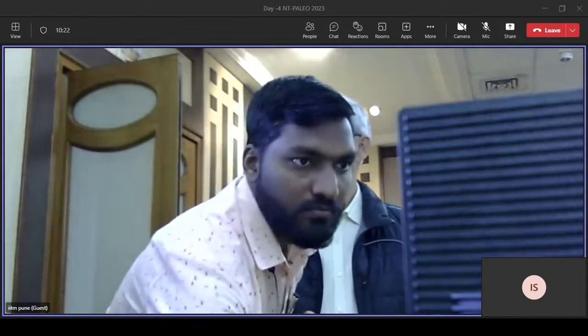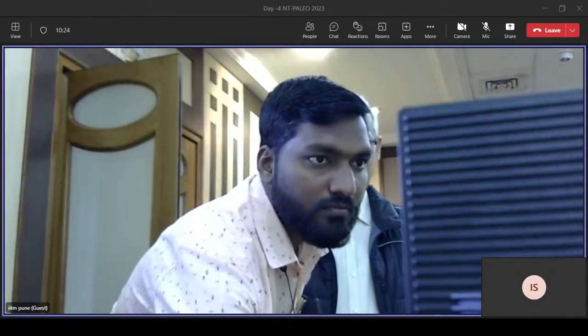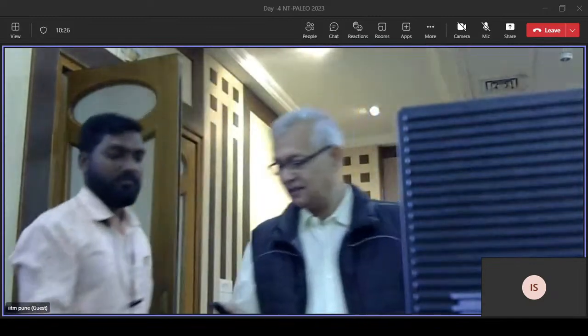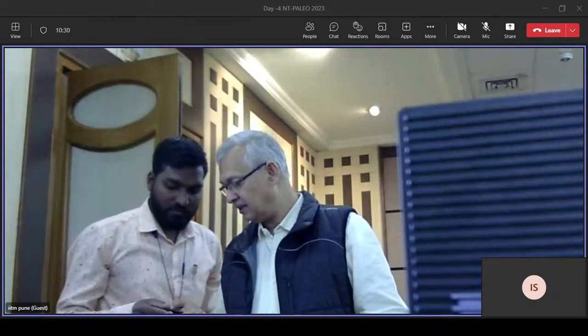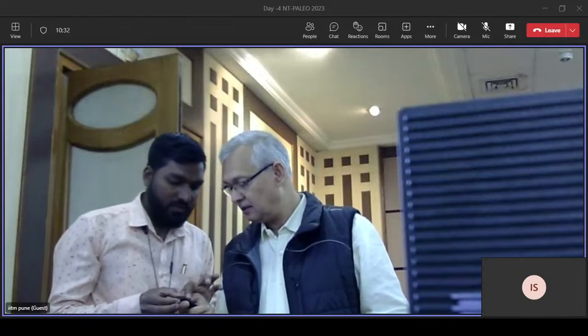I am very happy to have Professor Sukanta Roy. He is the director of a borehole geophysics research laboratory in Karad, which is around 150 kilometers from Pune.